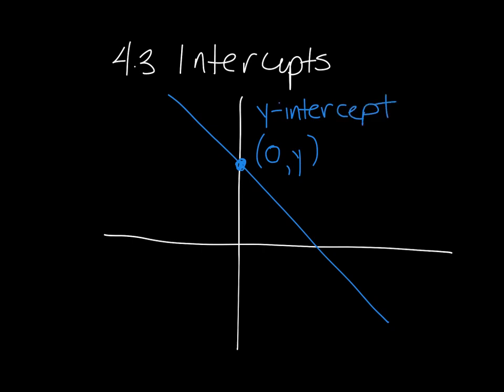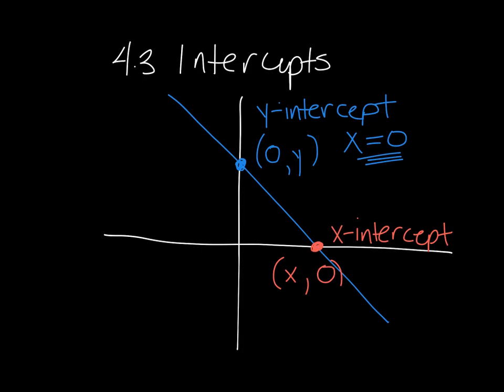This is a y-intercept, and x is always equal to 0. We're going to use that in such a big way in a little bit, so make sure that you have that written down. Over here, we have where it crosses the x-axis, so we call this the x-intercept. And no matter what the x value is, the y value will always be 0. So when you have an x-intercept, y equals 0.